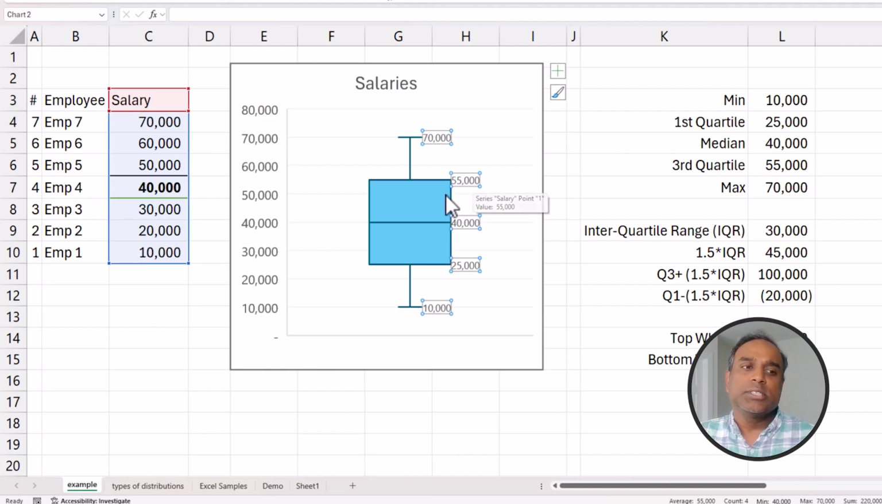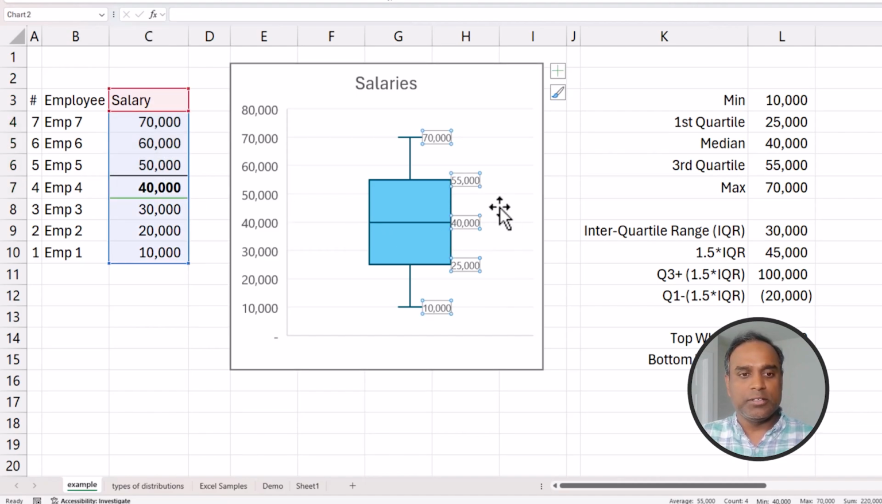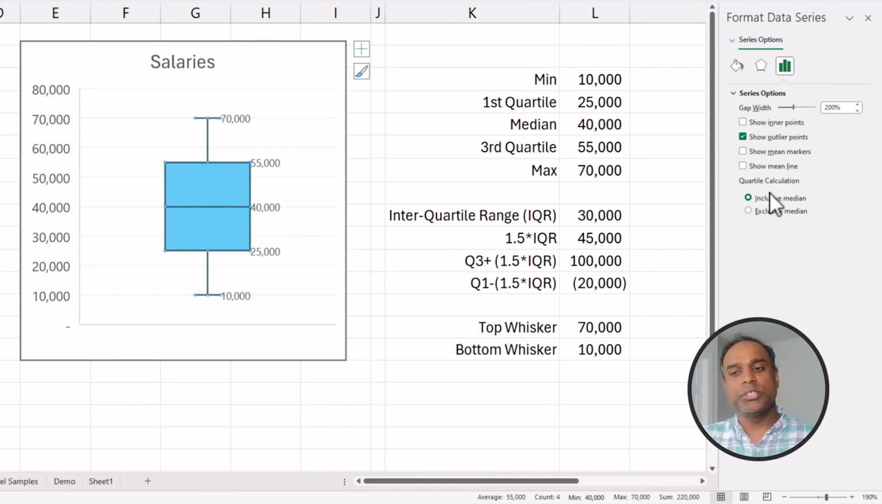Now, one thing you noticed is that when we try to calculate the quartile, we're actually including the median in both the first quartile calculation as well as the third quartile calculation. This is a setting that is available within Excel where you can choose to include the median or exclude the median. So this setting is available on the chart. If you click on the chart, go to the series, you will see there is an option to change the quartile calculation to inclusive or exclusive.